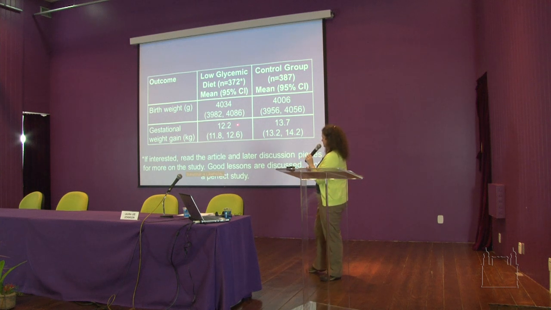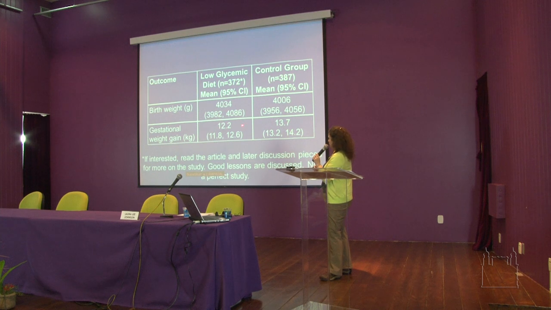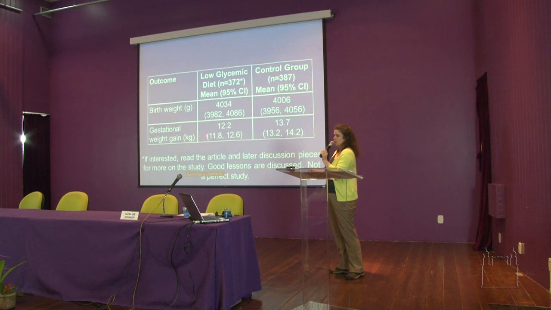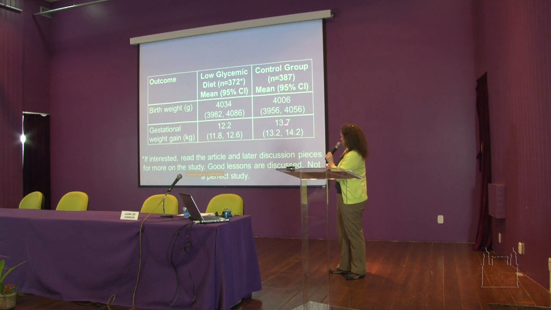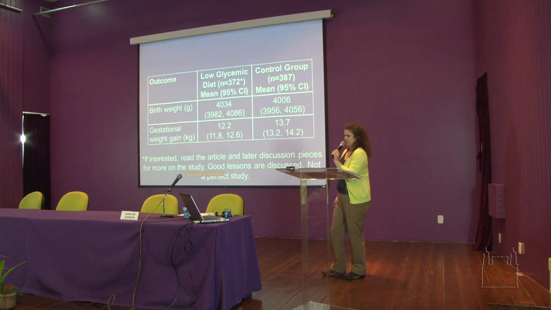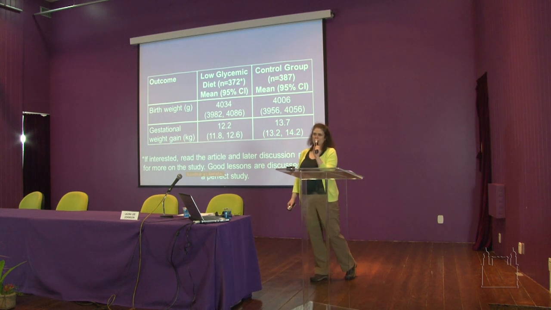Gestational weight gain. Mean in the low glycemic diet group, 12.2, with a confidence interval of 11.8 to 12.6. This is how much weight mom gained during pregnancy. In the control arm, gestational weight gain was 13.7 and a confidence interval of 13.2 to 14.2. Do those confidence intervals overlap? No.